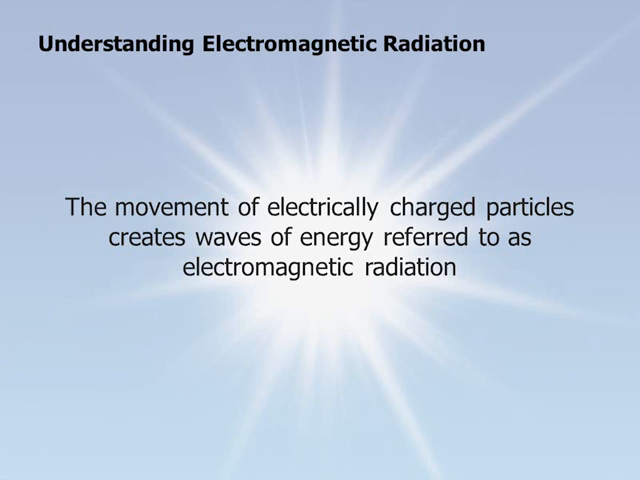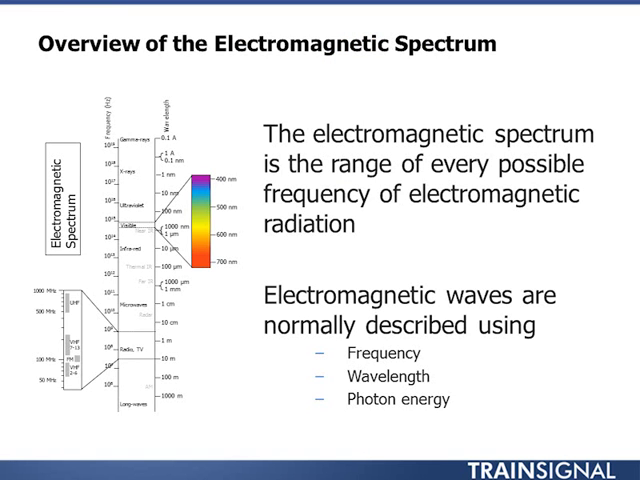So here is a definition of what we mean by electromagnetic radiation. It is the movement of electrically charged particles that create waves of energy, which are then referred to as electromagnetic radiation. Now, when we talk about electromagnetic waveforms, we talk about them in terms of the frequency that they operate at, the wavelength, and also the photon energy.